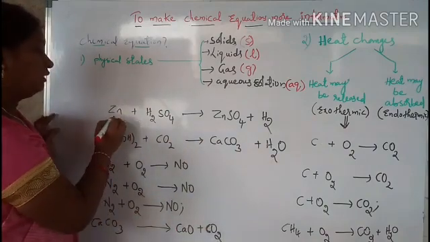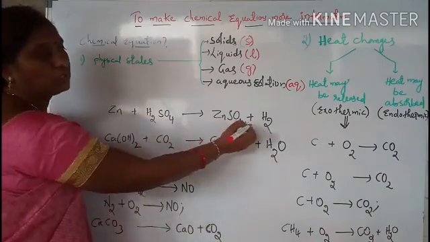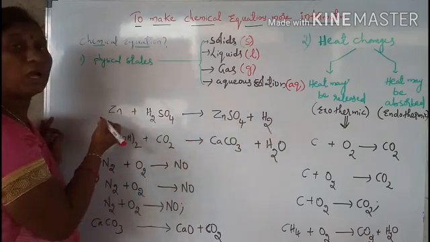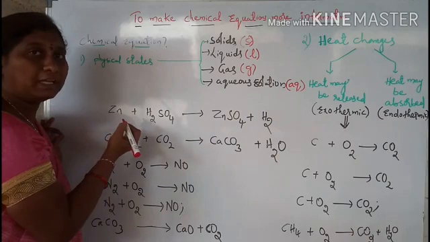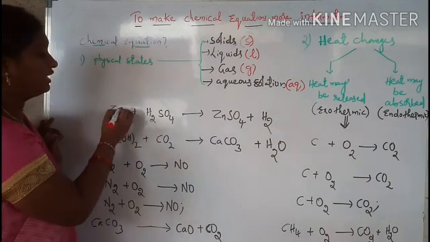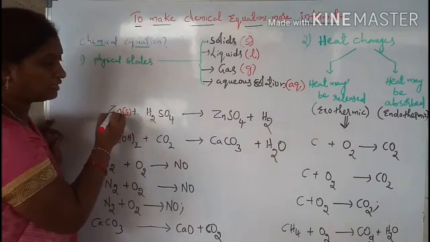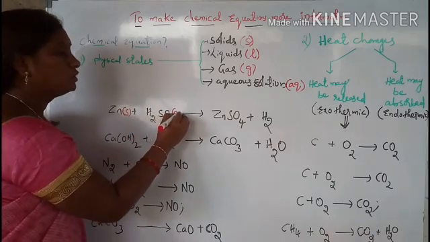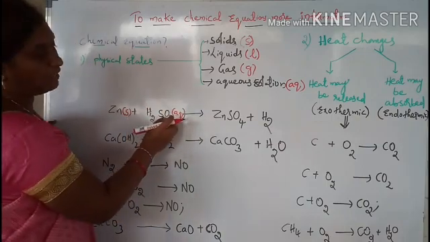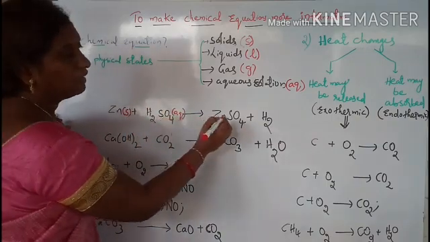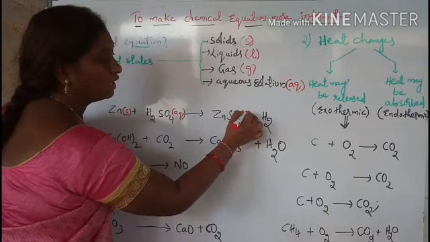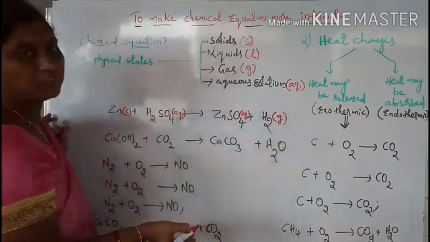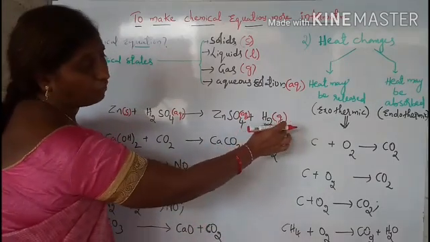Zn plus H2SO4 gives rise to ZnSO4 plus H2. This is a chemical equation with symbols and formulas. Now you have to make it more informative by indicating the physical states. Zn is a solid, so you have to indicate s in the small bracket beside the symbol Zn. H2SO4 is a solution, so you have to show aq beside the H2SO4 in brackets. ZnSO4 is a solution, you show aq in the brackets. H2 is a gas, so you show small g beside the formula of H2.